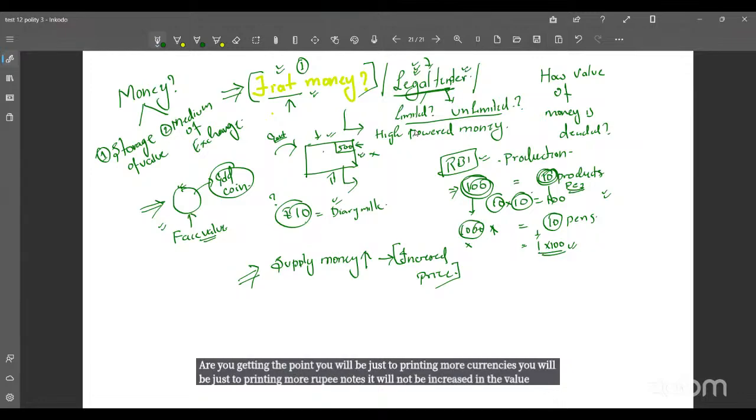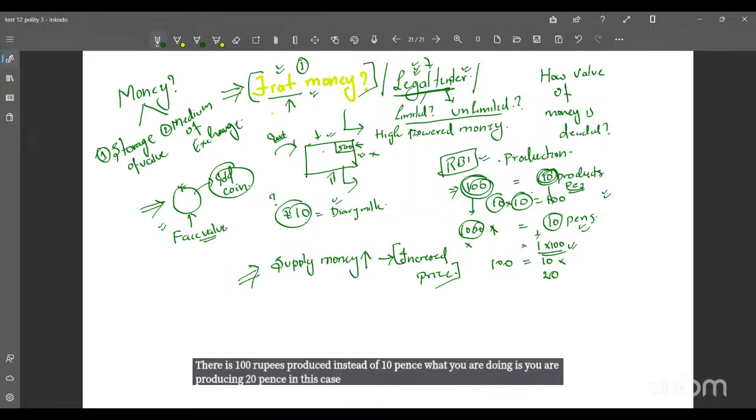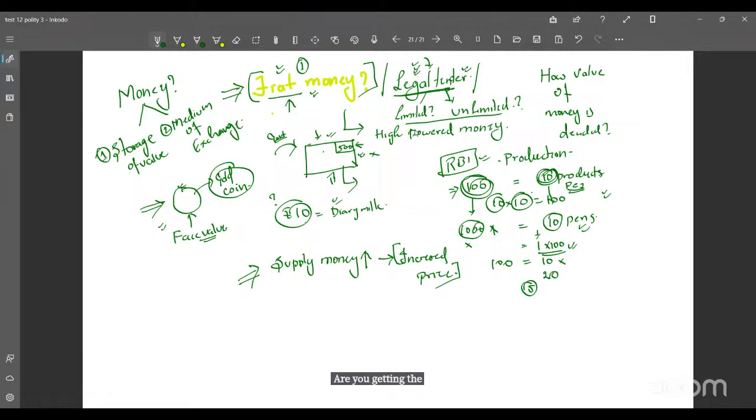அப்ப எப்படி சார் வேல்யூ இன்க்ரீஸ் பண்ண முடியும் அப்படின்னு கேட்டீங்கன்னா, by increasing the production. When you increase the production, let's say there is 100 rupees produced. Instead of 10 pens, what you are doing is you are producing 20 pens. In this case, previously 1 pen was 10 rupees. Now it will become 5 rupees, which means the value of currency is increasing. Are you getting the point? புரியுதுங்களா? இப்போ நீங்க என்ன பண்ணலாம்?